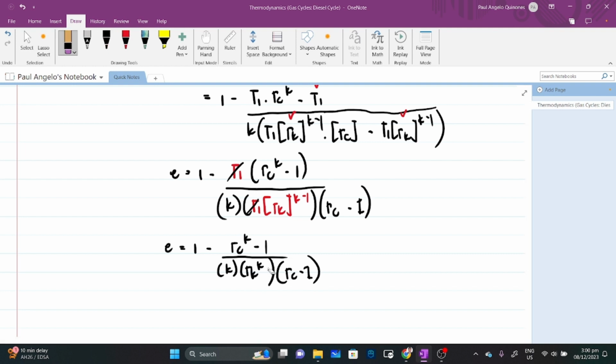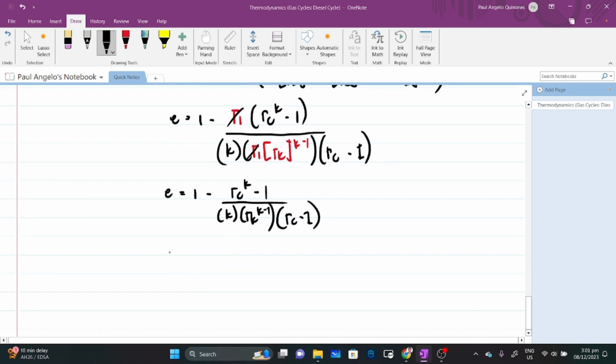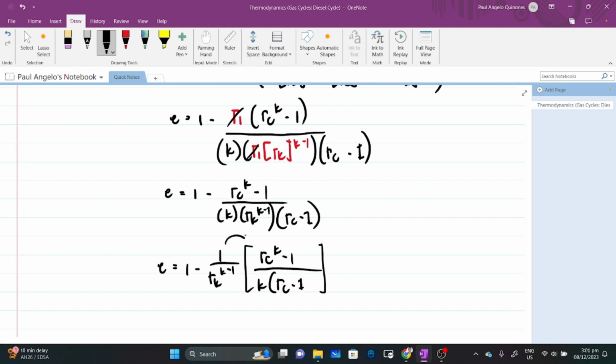Okay, as you can see, we have 3 terms in the denominator, so we can split them up. Specifically, I want to split up RK raised to K minus 1. Why? Because as you can see here, if I do that, E is equal to 1 minus 1 over RK raised to K minus 1 times, so instead of using dot, let's use brackets, RC raised to K minus 1 over K quantity RC minus 1. If I distribute this in this term, we will eventually end up with this term. So why did I separate RK raised to K minus 1? Because in order for you to remember, this one is the simplified version of your Otto cycle efficiency. Okay, so you can easily remember.